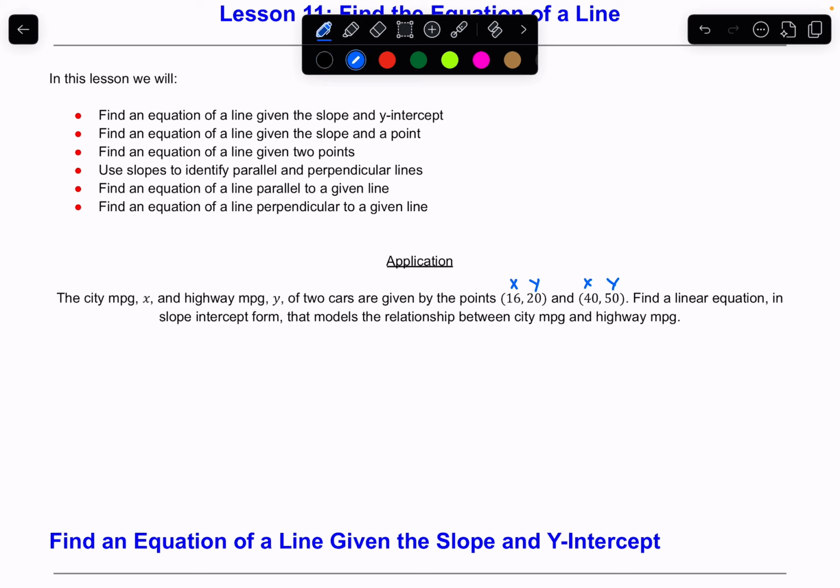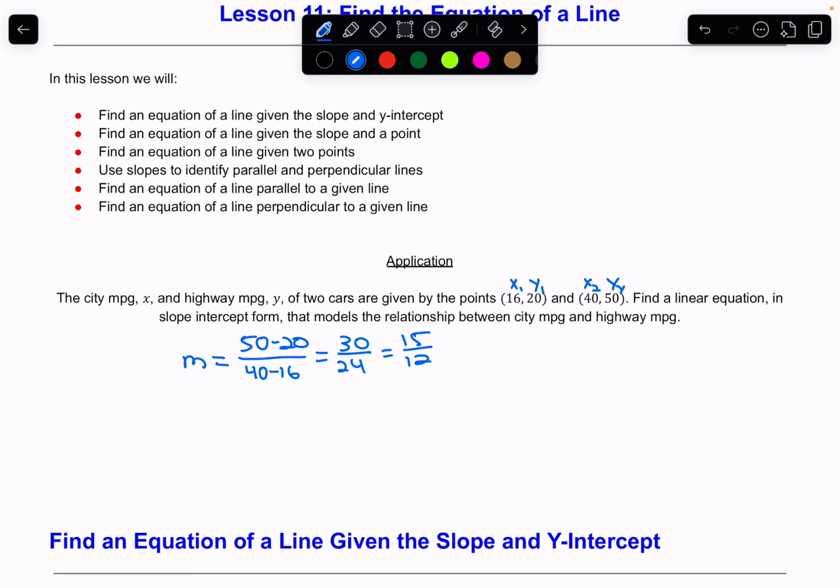So if I label these as x1, y1 and x2, y2, I can go ahead and calculate slope using those two points. On top I have 50 minus 20. On bottom I have 40 minus 16. This simplifies to be 30 over 24. And if we simplify that even further, we can keep going because this is reducible. So 30 and 24 are both divisible by 2, so I can go down to 15 over 12.